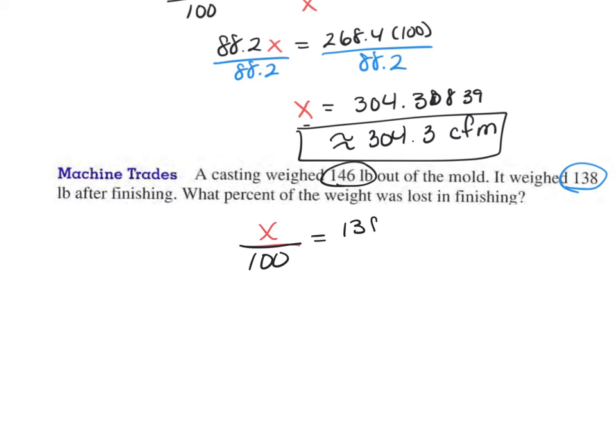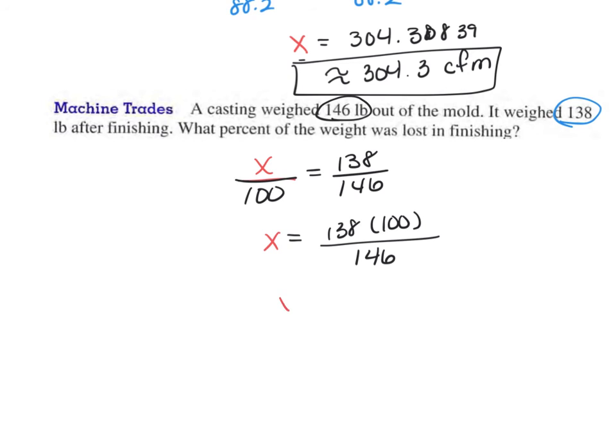So it's 138 over 146. Once again, I'm going to multiply both sides by 146, multiply both sides by 100, and have to redivide. So in other words, the gist of it is X is going to be equal to 138 multiplied by 100 divided by 146. I'm going to get this as a percent, right? It's not going to be a decimal equivalent. It's going to be a percent. 138 multiplied by 100 divided by 146.